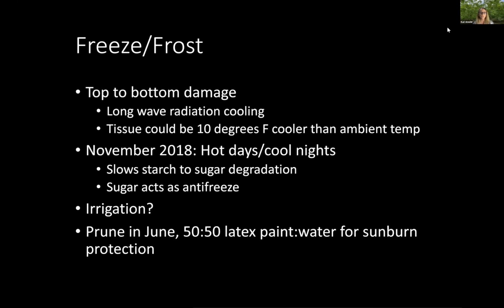It is possible that irrigation after harvest could help. Irrigation water certainly does have a warming effect. You can prune in June. Once you've seen all that damage, you can go back and prune in June, and you can use 50-50 interior latex paint with water for sunburn protection. Additionally, don't fertilize after August, and slow down your irrigation in September. What you're trying to do is get that tree to go into dormancy. You don't want green growth in November. That'll definitely give you freeze problems.